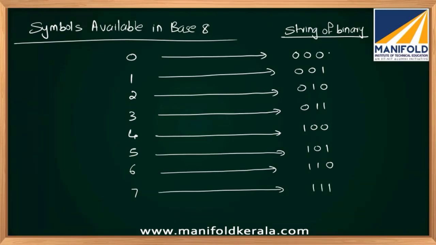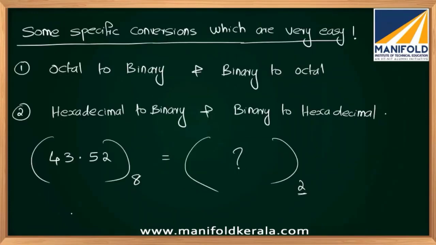So you have to remember this string of binary representing each of the octal symbols. These are the octal symbols, right? And each octal symbol can be represented by a 3-bit binary. So you need to remember this one. Once you remember this 3-bit binary, it is very easy to convert the octal number to binary.